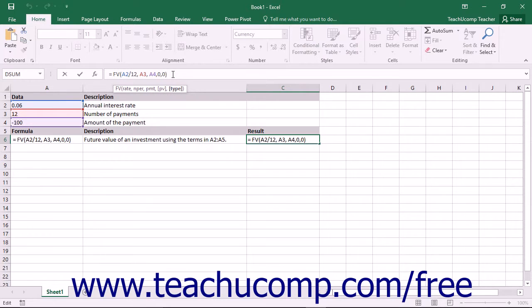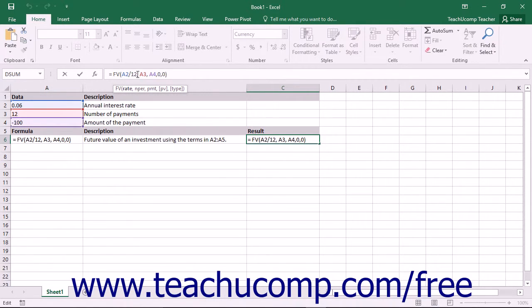Let's look at the arguments for the FV function. First, there is the rate, which is required. This is the interest rate per period. For example, the monthly interest rate on an account that pays 6% interest per year would be 6% divided by 12, or 0.5%. You could enter 6% divided by 12, 0.5%, or 0.005 into the formula as the rate argument.